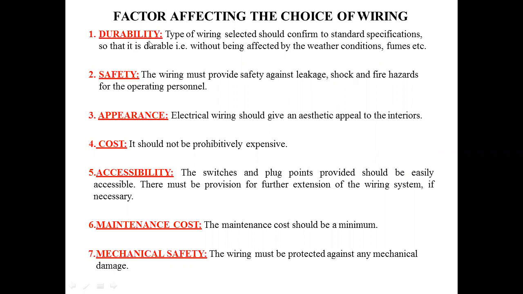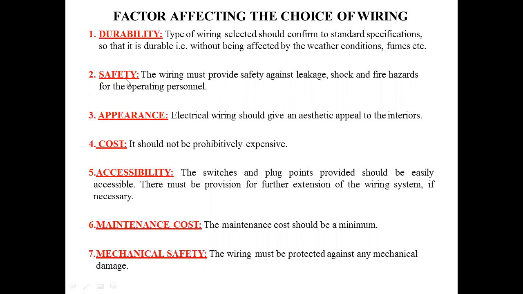Durability means if you want to select any type of wiring, there are many different types of wiring that we'll discuss later. So the durability of the particular method is very important. Means the type of wiring selected should conform to standard specifications so that it is durable, that is, without being affected by weather conditions or fumes, etc.